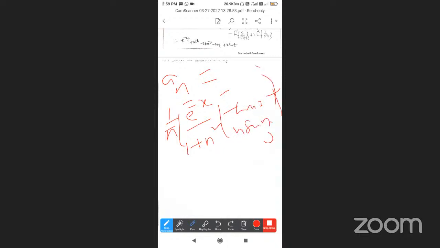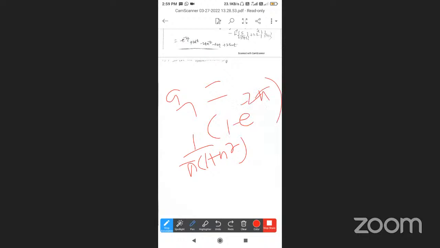So we apply it: 1 by pi, e power of minus x, into 1 by 1 plus n square, into a cos nx minus... with limits 0 to 2 pi, applying the upper and lower limits. Here cos n pi is minus 1 whole power of n, and sin n pi is always 0. So the an value, after simplifying, is 1 by pi into 1 plus n square, into 1 minus e power of minus 2 pi.